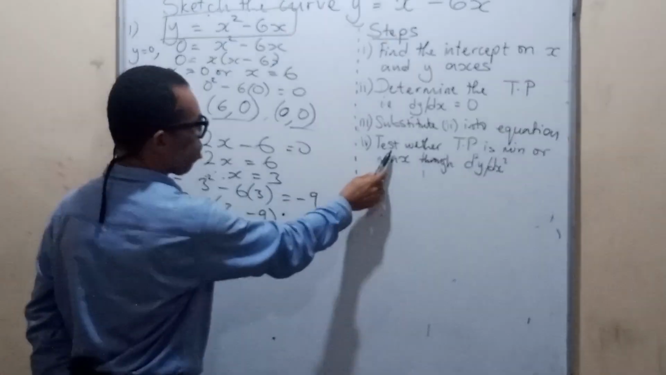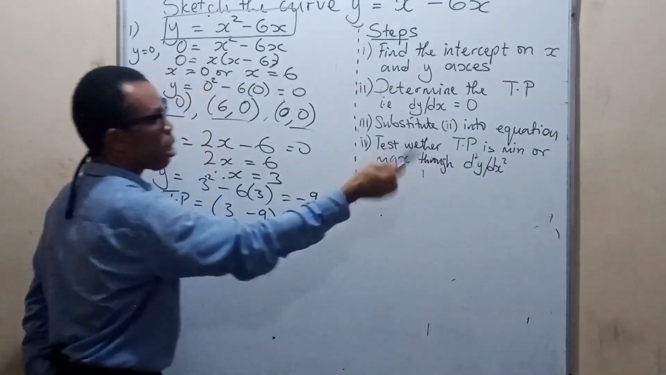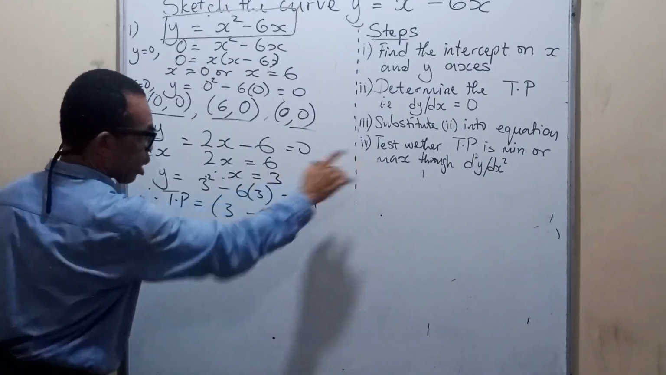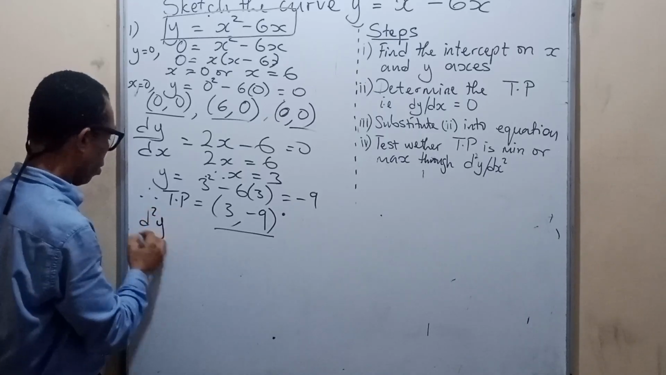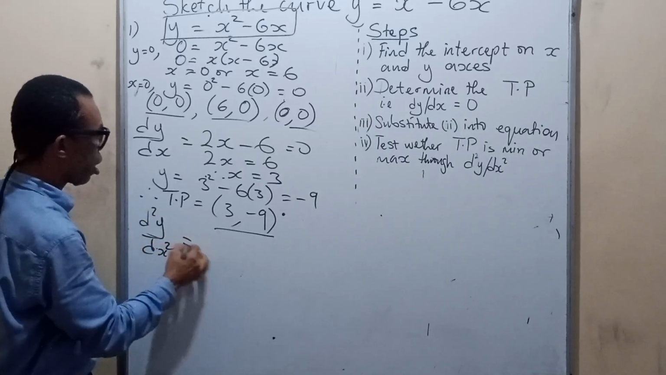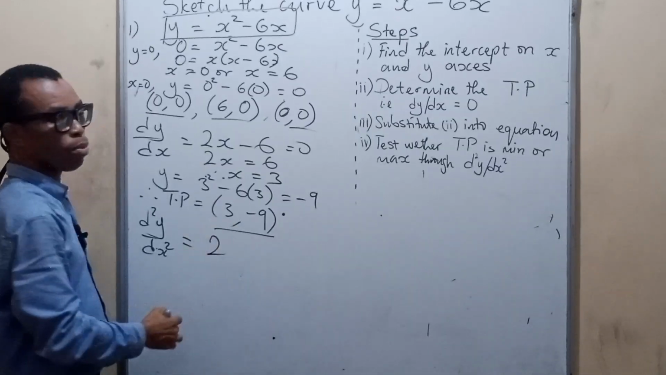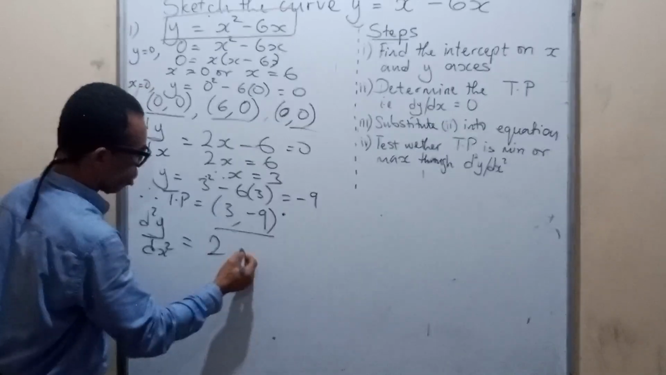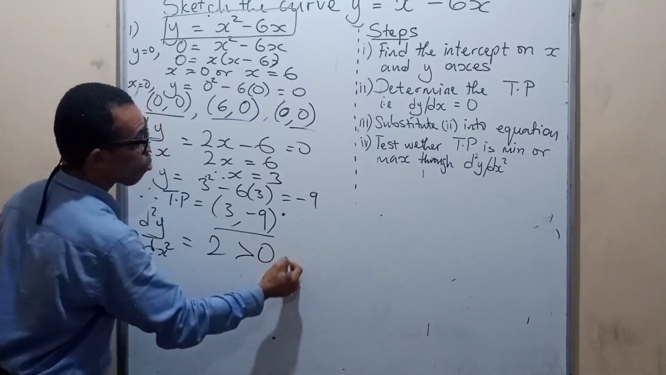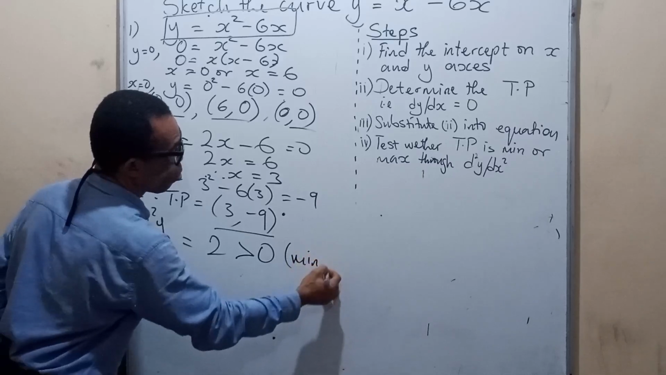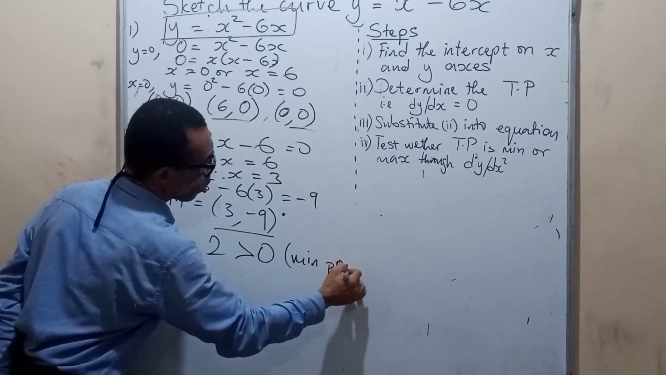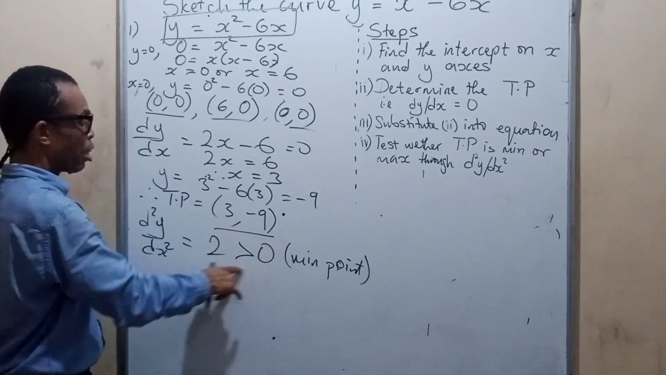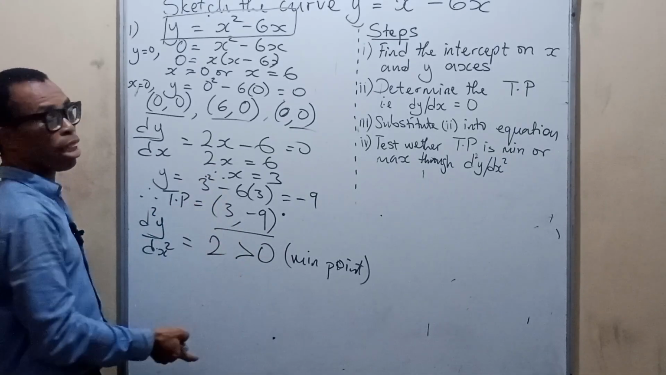Now, the last step says test whether the turning point is minimum or maximum. So, by taking the second derivative of the function, d squared y over dx squared is equal to 2. Now, since 2 is a value greater than 0, it means that it is a minimum point. So we are saying that our turning point is a minimum point since the second derivative of the function is greater than 0.